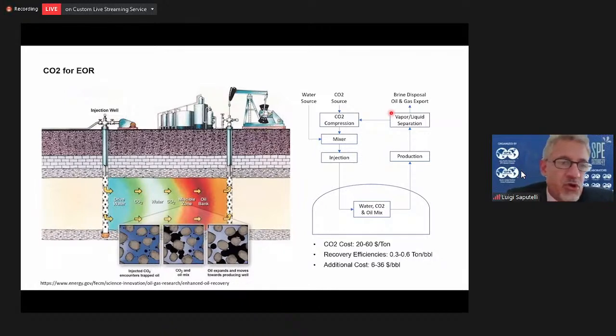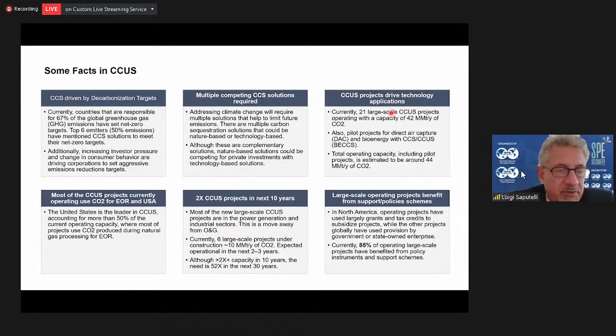So some facts about the CCUS. For example, the carbon capture and storage has been mainly driven by the decarbonization targets. The top countries that produce more oil around the world, the top 6 emitters, say we will be moving into net zero targets. And we have seen it in the previous slides.